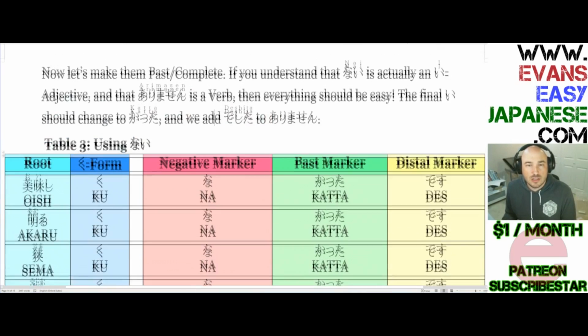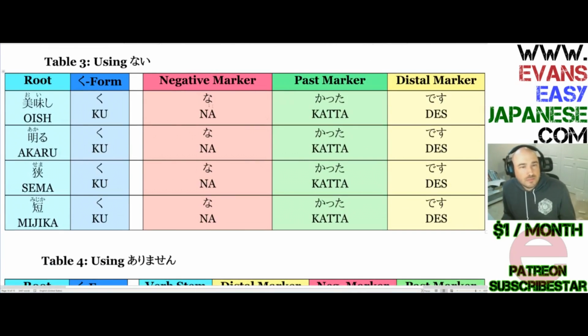All right, so however, to make them past tense like we did in the previous lesson, we just changed that e to a kata. Oishiku nakata desu. Then we had desu to be distal polite. All right, repeat after me. Oishiku nakata desu. Exactly.